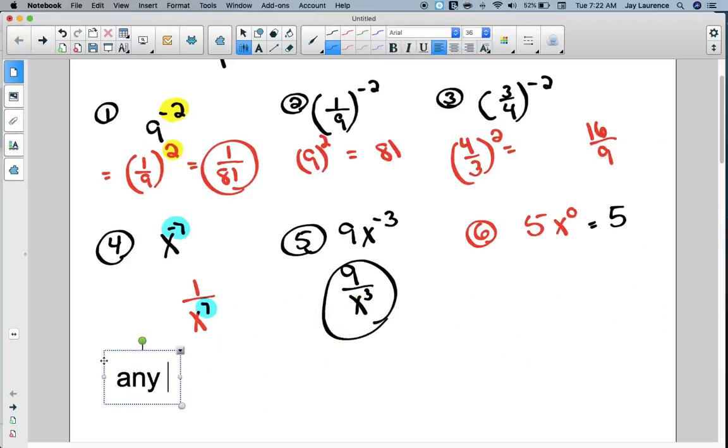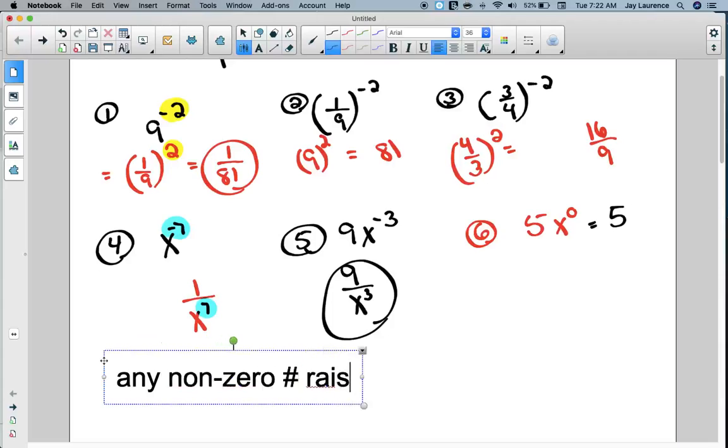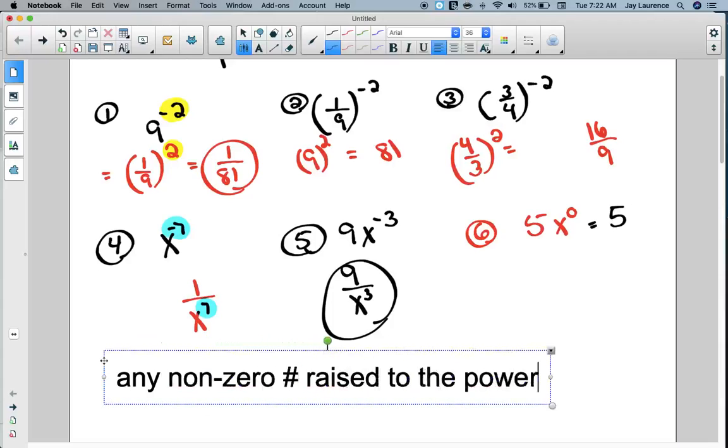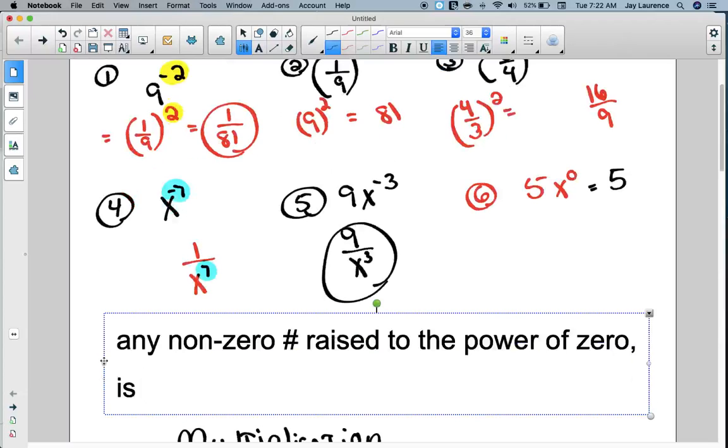Remember, any non-zero number, gotta get that in the middle of the board. If you don't have this down, I don't know. You must not have been in class for a while because I write this down all the time. Any non-zero number raised to the power of 0 is 1.